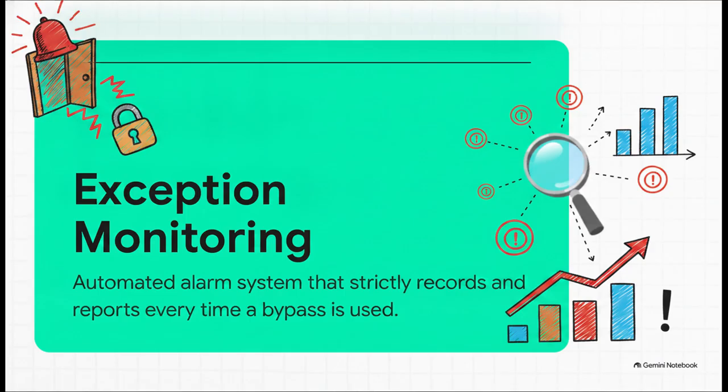Think of this as your automated alarm system. It's strictly designed to record, log, and report every single time that emergency bypass is used. It doesn't lock the back door because, again, sometimes you critically need to open it, but it guarantees that nobody can slip through that door in the dark. It turns an invisible, behind-the-scenes action into a highly visible, instantly audited event.